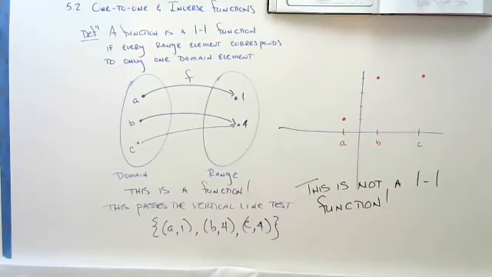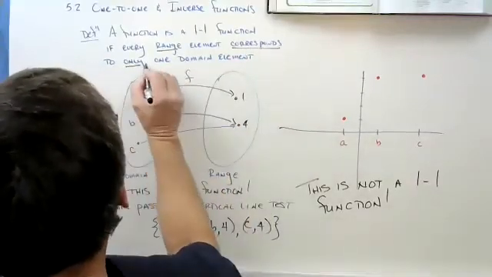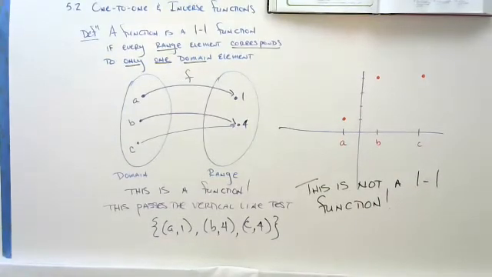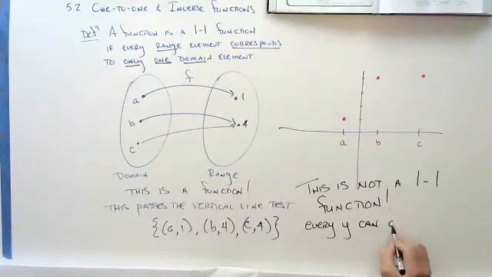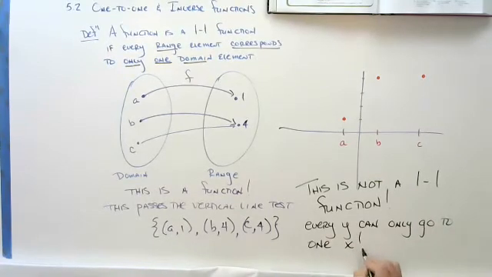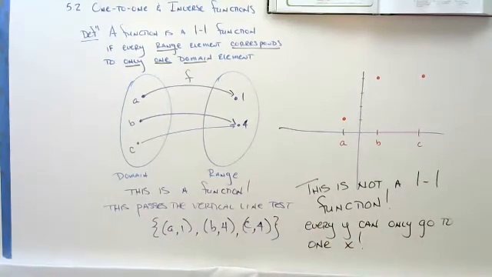See, to be a one-to-one function, every range element has to correspond to only one domain element. In other words, every y goes to only one x. We add a condition for one-to-one functions. Oh, we still have the other condition. It's still there. Every x can only go to only one y. That's still a condition, see?